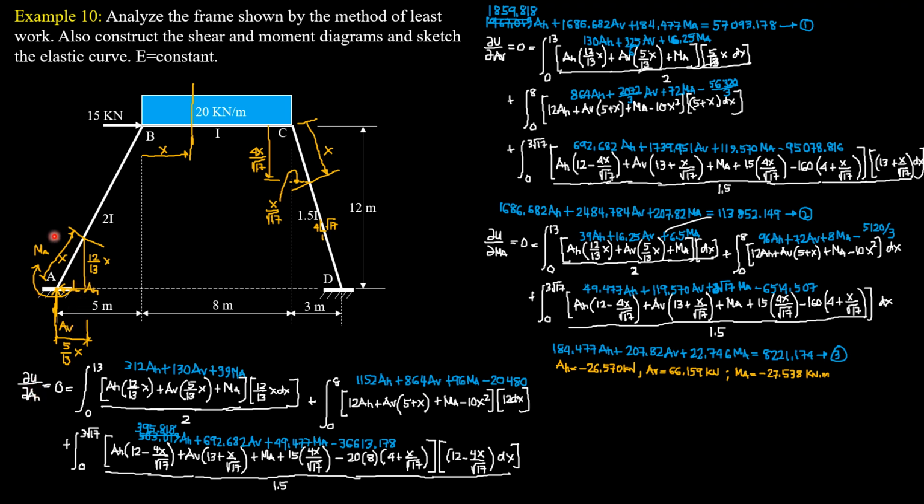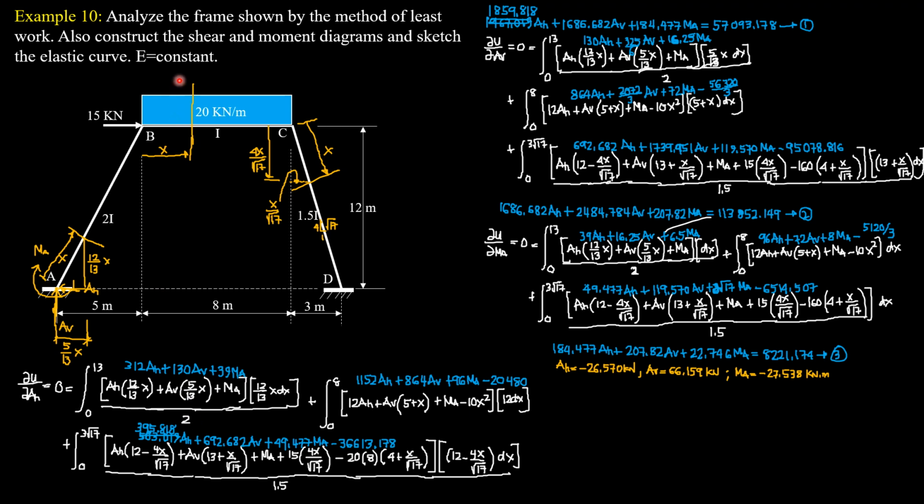These are the assumed directions so that whenever they are involved in the moment equation, they are always positive. So the moment at this section is AH times 12 over 13x plus AV times 5 over 13x plus MA. Then the derivative of this moment equation with respect to the first redundant AH is 12 over 13x dx. Then we divide the entire integrand by 2 because the moment of inertia is 2I.